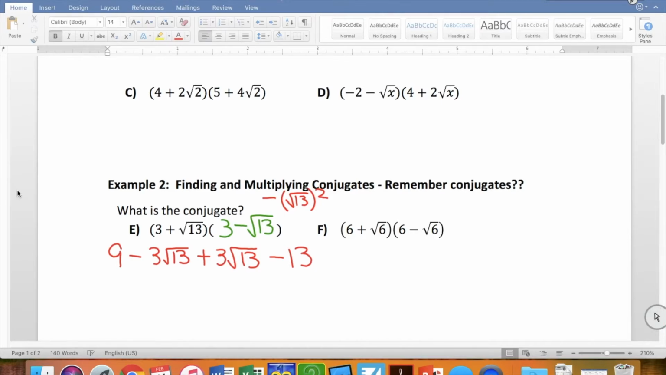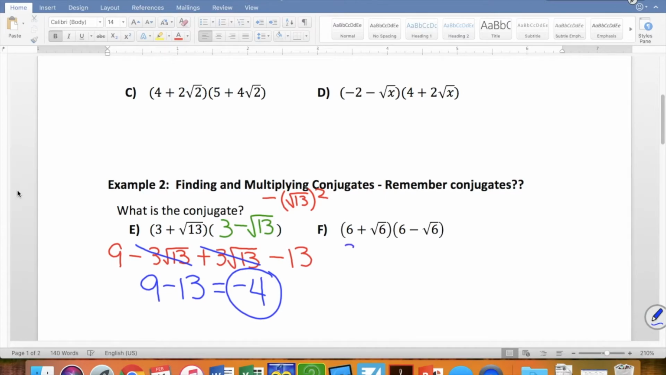We have a -3 square root of 13 and a positive 3 square root of 13, which add to 0. So again, we are left with 9 minus 13, which equals -4. So when you multiply conjugates, those radicals will disappear, leaving you with a rational number versus the irrational numbers you started with. So let's go ahead and do this letter F.